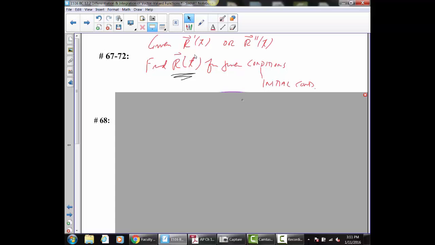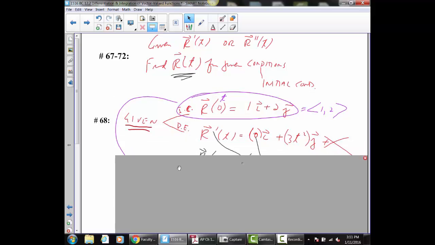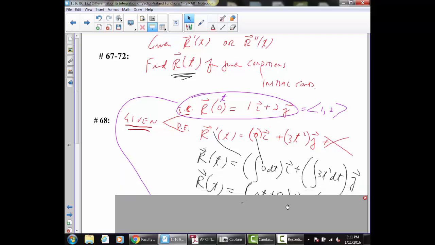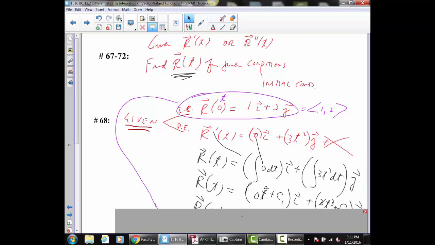69 to 72, you're given r prime of t, or maybe the second derivative of r of t, and you're asked to find r of t for some given conditions, which are initial values. So for example, 68, they're telling you that r of 0 is 1i plus 2j, and r prime of t is 0i plus 3t squared j. The question is to find the vector valued function r of t.